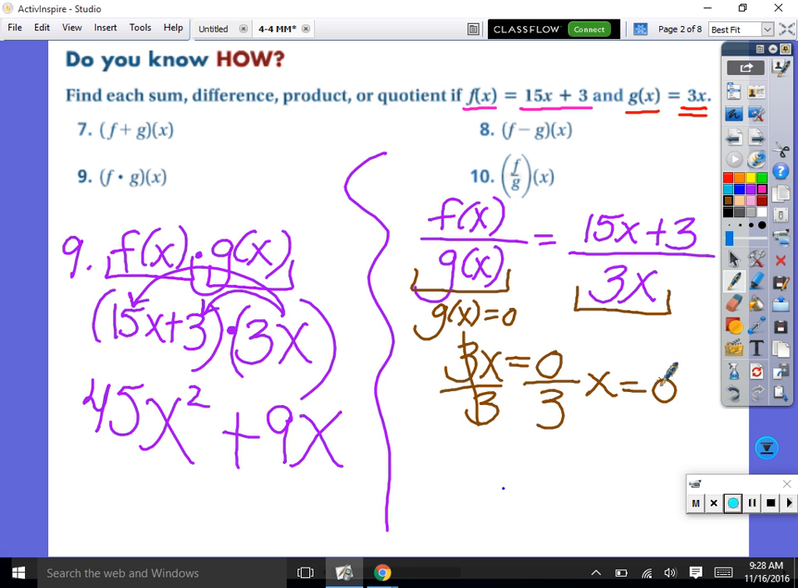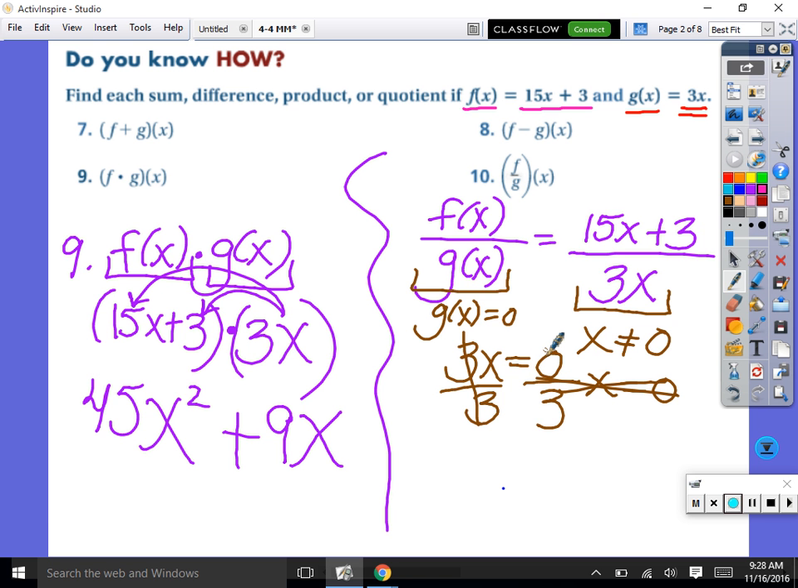Now why does that make sense? Isn't 3 times 0, 0? So do you see how we'd have to say that x cannot equal 0? Because that would make it undefined, correct? So with division, you'll have to say that one thing. You'll have to say when the bottom equals 0.